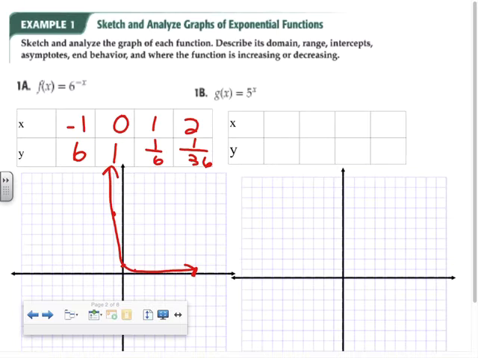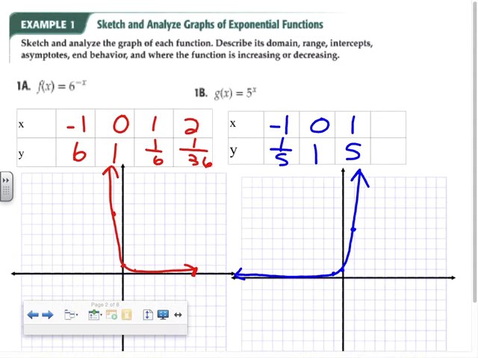On the other graph, very much the same values for x would be good to plug in. So -1, 0, and 1. And when I plug in -1, that gives me 1/5. Plug in 0, I get 1. I plug in 1, I get 5. Take those values and plot them. I have -1 is 1/5, so that's there, 0, 1, and then 1, 5. So you see it's pretty much the same idea, just going in the opposite direction.